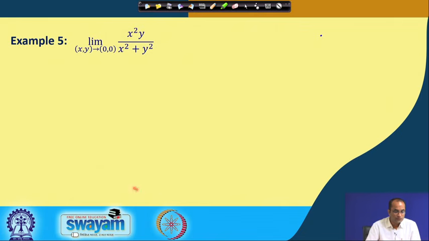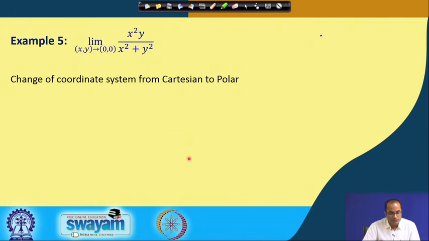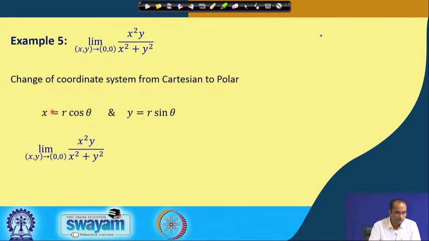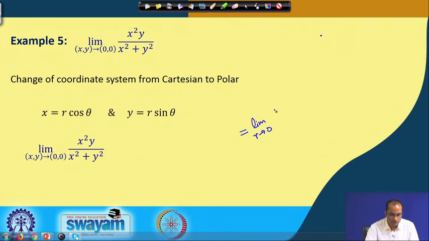But what we will realize in today's lecture is that this change of coordinate system in many cases is very helpful. For example, we consider this problem x square y over x square plus y square, and if we change the coordinate system to polar, then by the substitution as earlier we can write this limit as (x, y) goes to (0, 0) of x square y over x square plus y square as the limit as r goes to 0, with x square as r square cos square theta, y as r sin theta, and in the denominator r square cos square theta plus r square sin square theta, which will become r square.